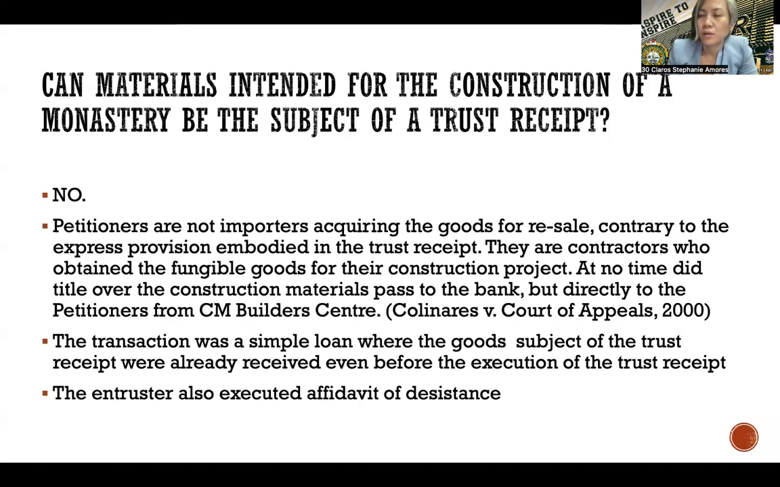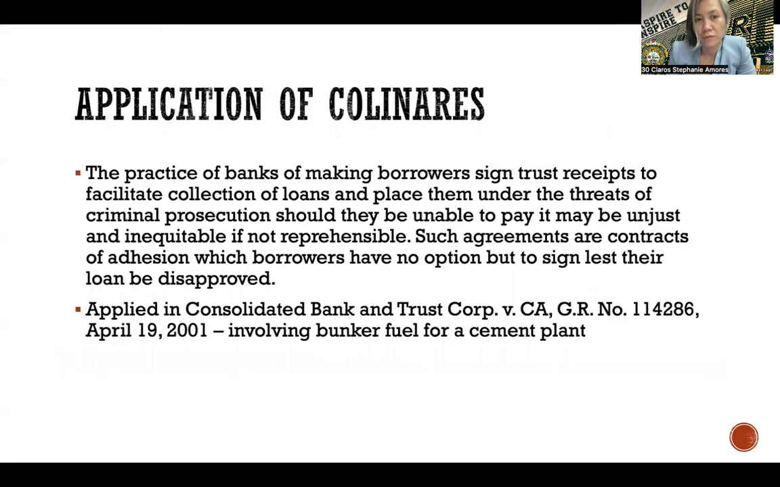So the transaction really between the parties was just a simple loan, and the trust receipt was executed only to secure payment of the loan. But it is not a trust receipt within the ambit of Presidential Decree 115. Take note that in this case, the entruster ended up executing affidavits of desistance for the prosecution under PD 115.